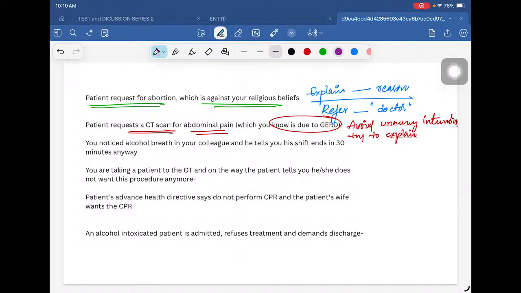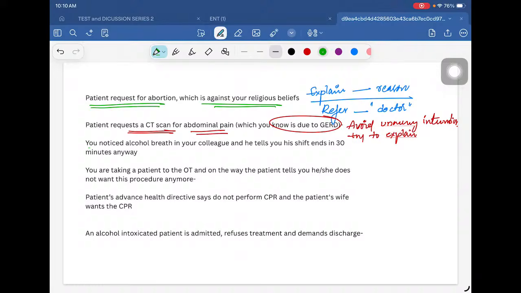And what ethical principle are you following over here by rejecting the CT scan? Very good. Non-maleficence, do no harm. You don't want to harm the patient. Not autonomy, non-maleficence.